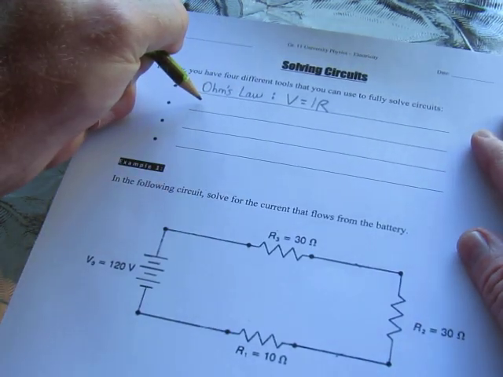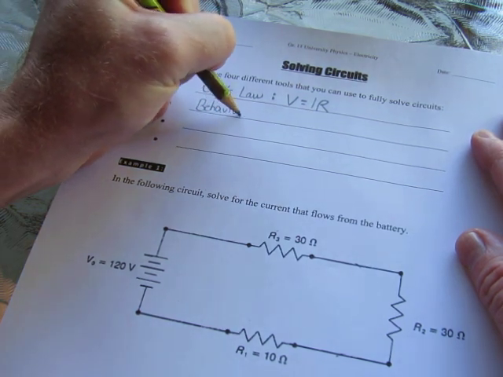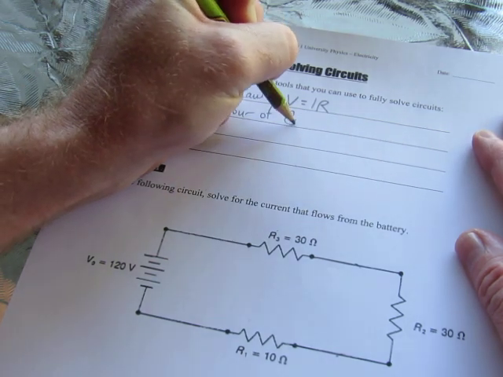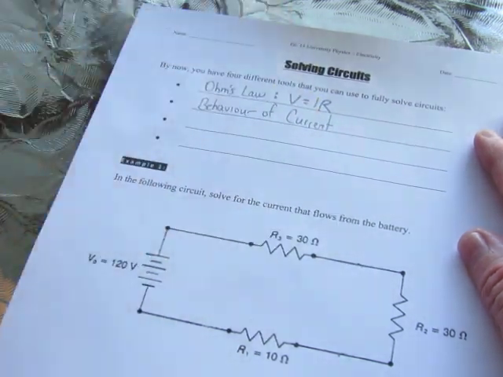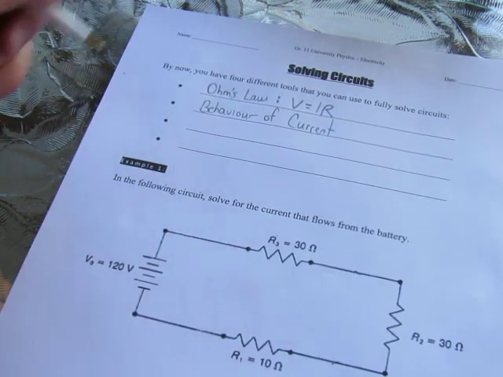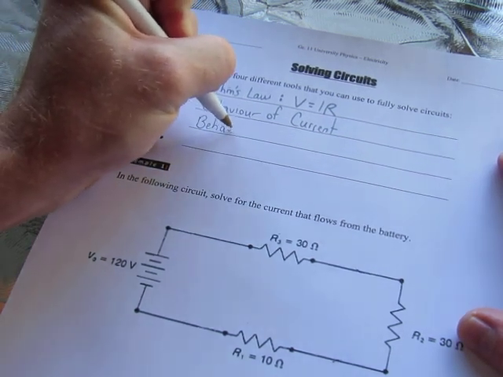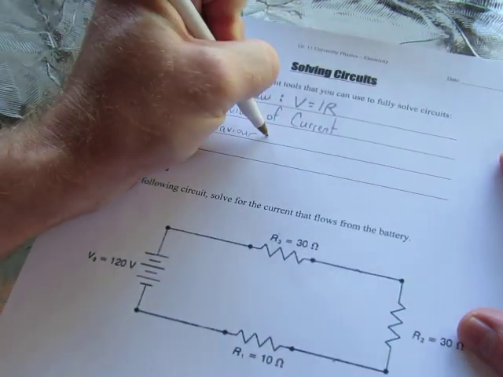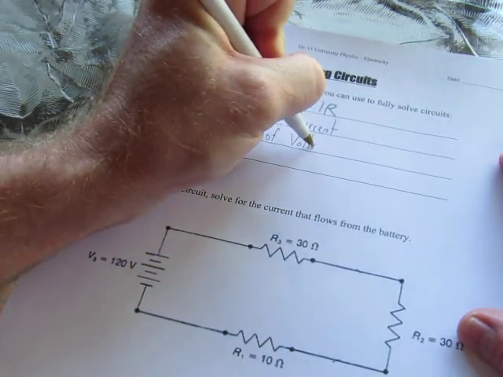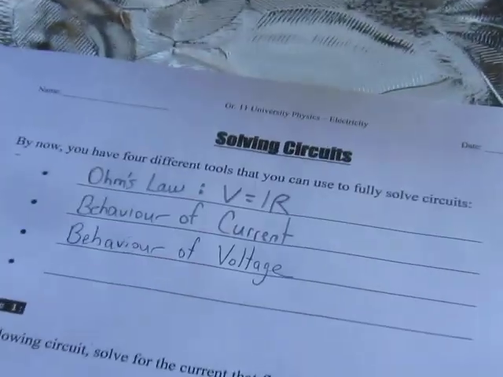So you can use Ohm's Law. You can use what you already did before, the behavior of current. So you had some laws for how current behaves in a series circuit and laws for how current behaves in a parallel circuit. I'm going to switch to pen here and maybe it'll be a little bit darker. This pencil's fairly light. We did a lesson on the behavior of current and the behavior of voltage in series and parallel circuits. So that didn't have any formula associated with it.